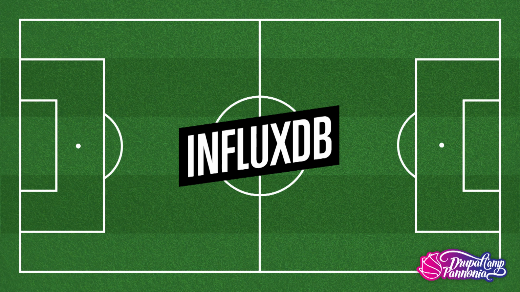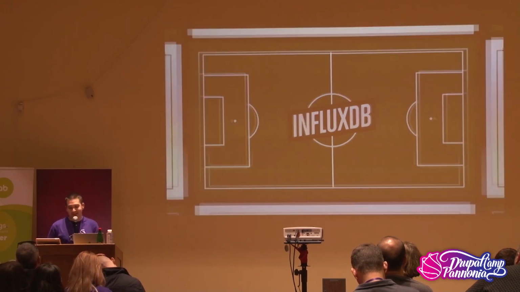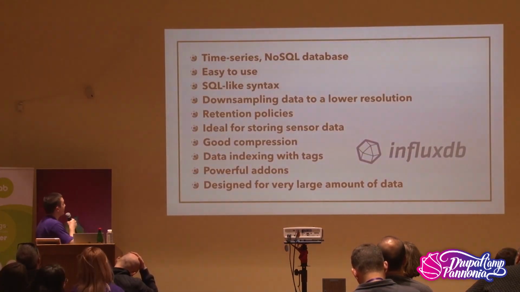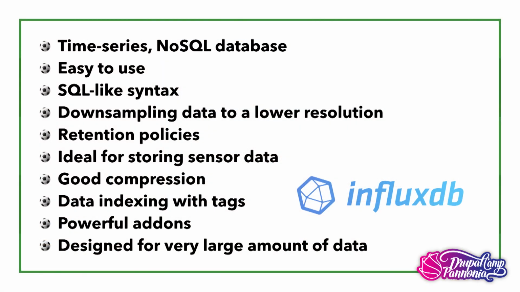And we use the Influx database because in IoT we have really big sensor data. We're logging every entry, every change, and I think it would kill MySQL in a month. And we needed to solve this problem. InfluxDB is a time series NoSQL database, which means there is no ID. The time is the ID, the timestamp. It's easy to use. Its syntax is like SQL.